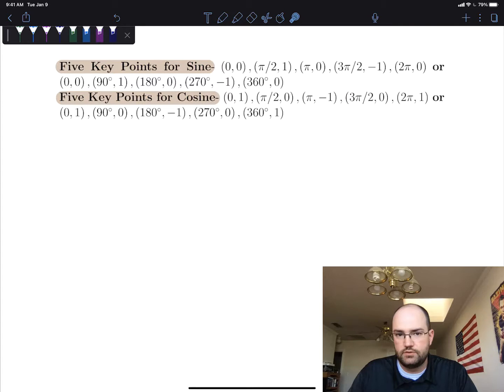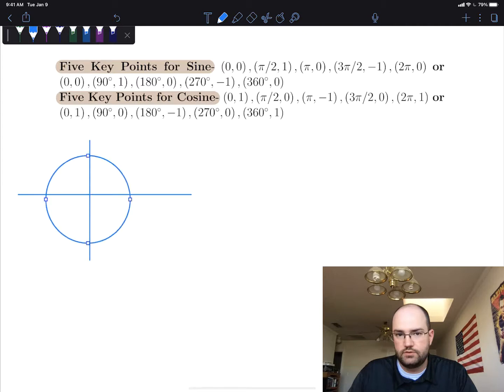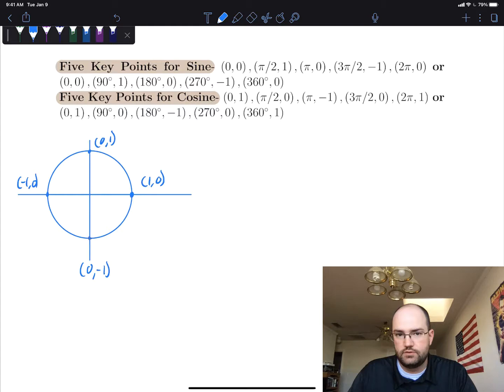And the y values and x values just come from the unit circle. All of this is from the unit circle. So there's really no reason to memorize this anymore. You've already memorized this. So this coordinate here is 1, 0. This coordinate here is 0, 1. This coordinate is negative 1, 0. And this coordinate is 0, negative 1. Notice this is 0, pi over 2, pi, 3 pi over 2, 2 pi. And again, 0, pi over 2, pi, 3 pi over 2, 2 pi.